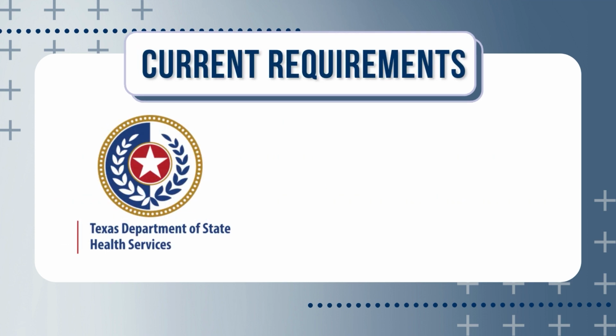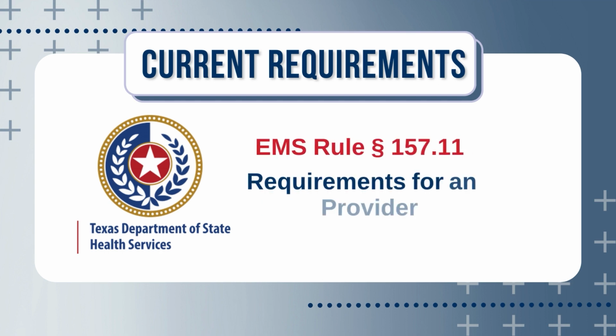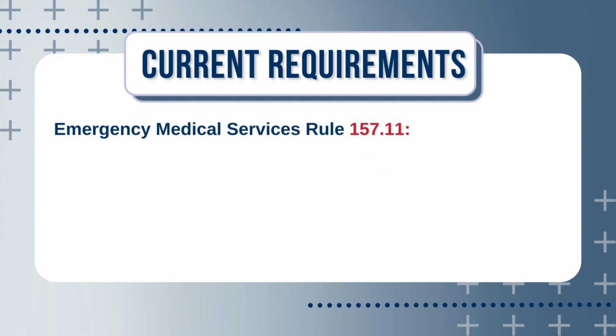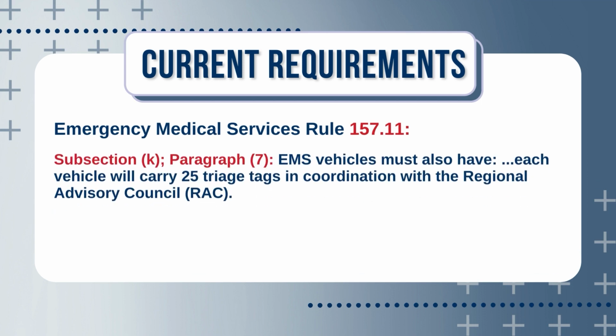Additionally, there are current requirements that the EMS triage wristbands fulfill, primarily in the Emergency Medical Services Rule 157.11, covering EMS provider requirements. As initially stated within the rules, EMS providers must have 25 triage tags per vehicle in coordination with their assigned RAC. The EMS triage wristbands assist in meeting this requirement, while also continuing to maintain the wristband project goal of utilizing a unique identifier in tandem during MCIs. We'll explain further in the video how the described program requirements will assist you and your organization in meeting these upcoming changes in the future, setting you up for an easier transition.